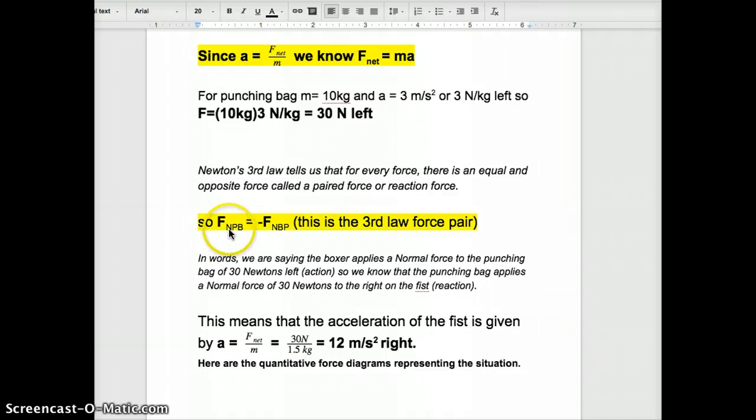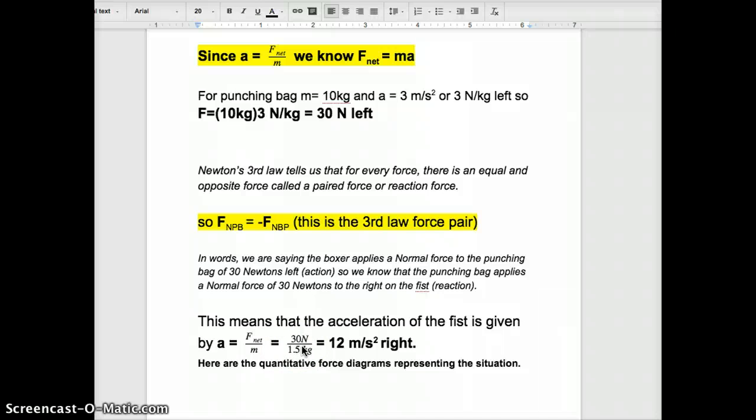So remember we say the type of force, N, that's normal, the object that it's applied to, the punching bag, and the object applying force, the boxer. And then if the boxer hits the punching bag with 30 newtons, the punching bag hits the boxer with 30 newtons, is what we're saying in words. So once we know that, we can apply that to find the acceleration of the fist, the boxer's fist.